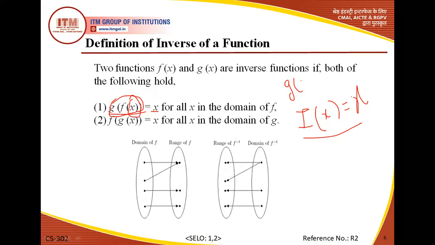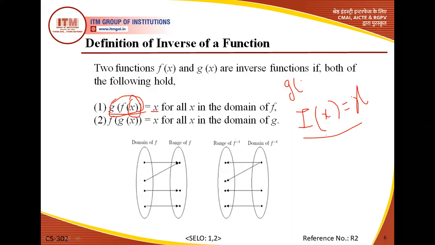So basically, if we have two functions such that GOF and FOG over X is equal to X for all the elements in the domain, then we would say that they are inverse of each other. If GOF over X is equal to the identity function, then we would say that G is the inverse of F, and also if FOG over X is the identity function of X, then we would say that F is the inverse of G.